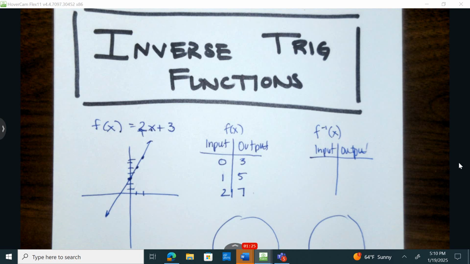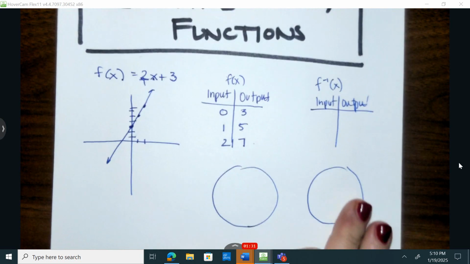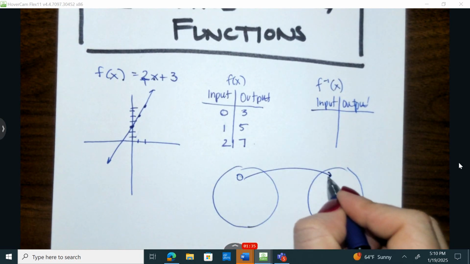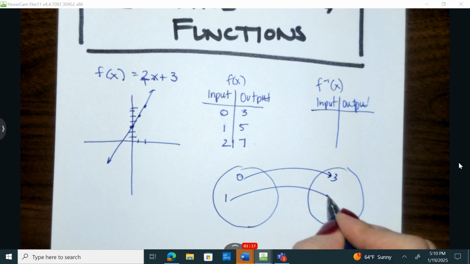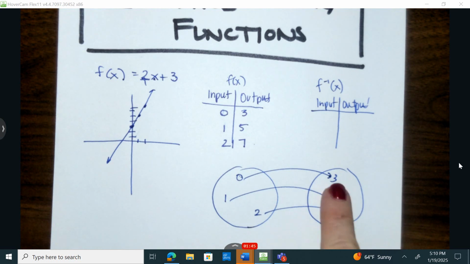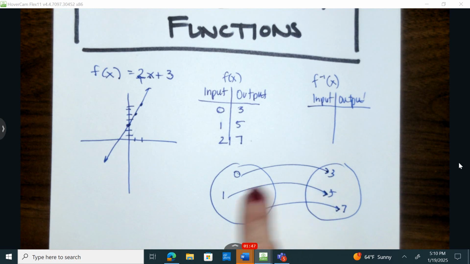Now, how do we actually create something that would be the inverse of this? Not only the inverse, but how do we make sure that it's an inverse function? Let's visualize this. 0 in this case for this function maps onto 3, 1 maps onto 5, and 2 maps onto 7. I want to create a function that does directly the opposite. It pushes 3 back onto 0, 5 back onto 1, and 7 back onto 2.